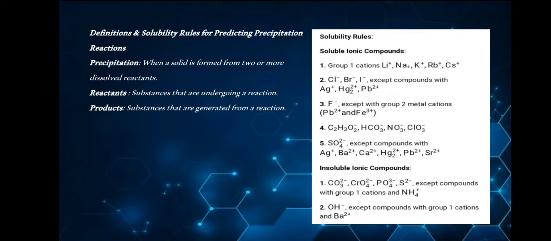And next, let's define terms. Precipitation: when a solid is formed from two or more dissolved reactants. Reactants: substances that are undergoing a reaction. Products: substances that are generated from a reaction. So we can see the solubility rules here in the corner. These solubility rules dictate whether a compound will dissolve in water. Therefore, solubility rules help to determine what state the products of a chemical reaction will have. When you write out a chemical equation, you can use the solubility rules to label the predicted states of the compounds involved.